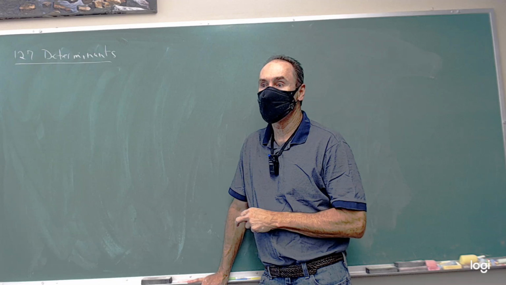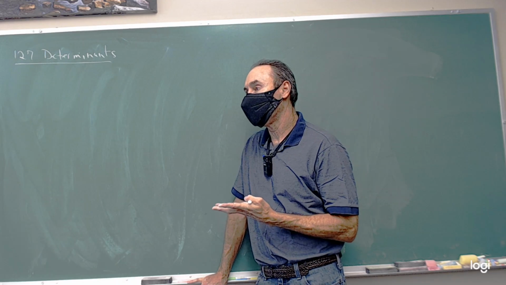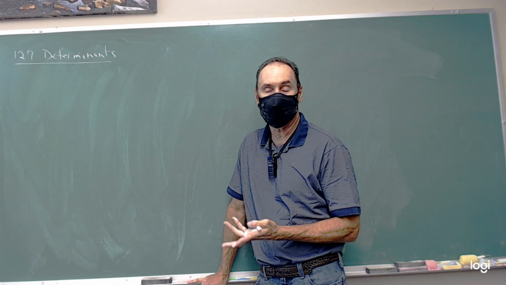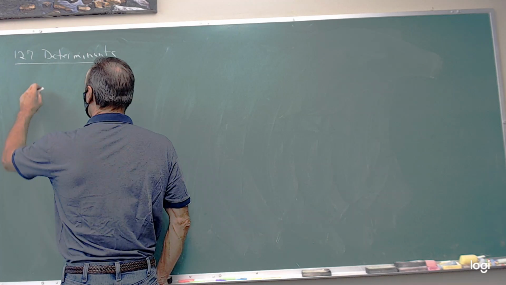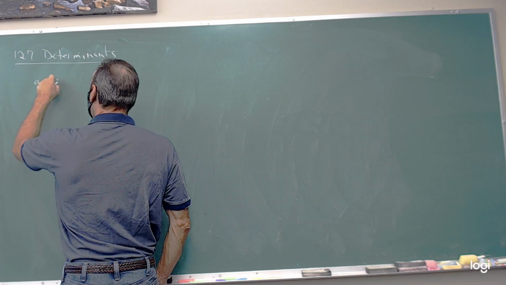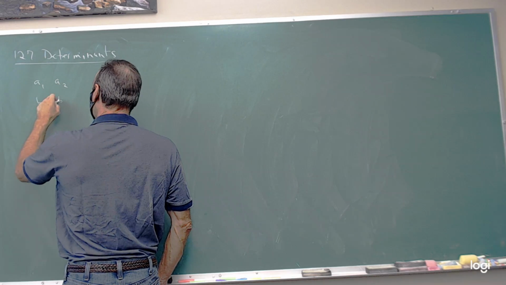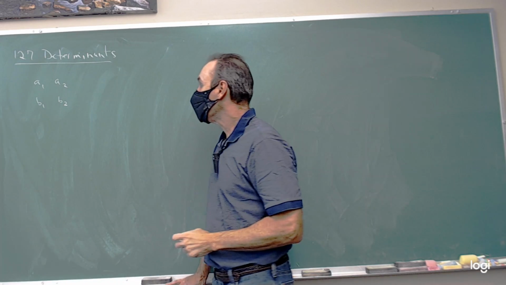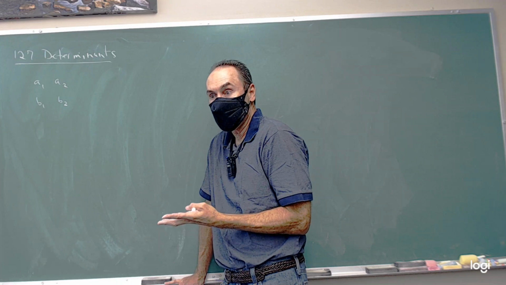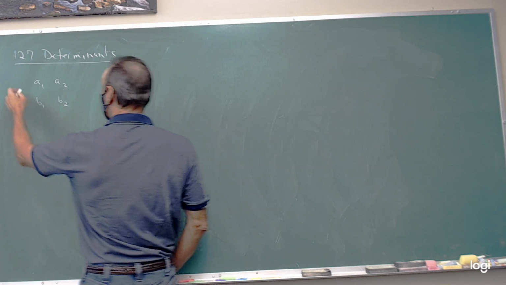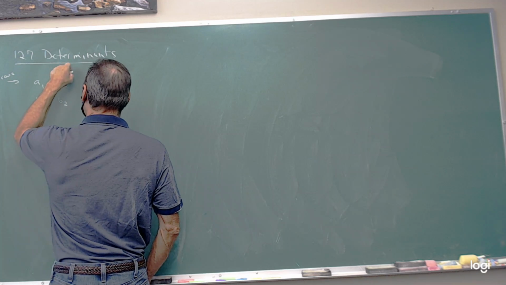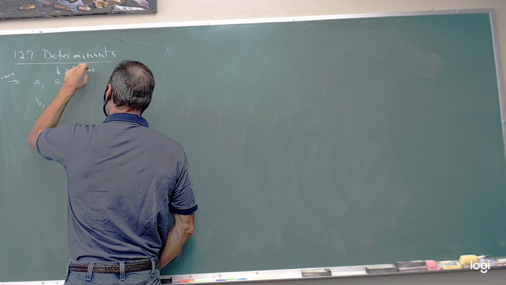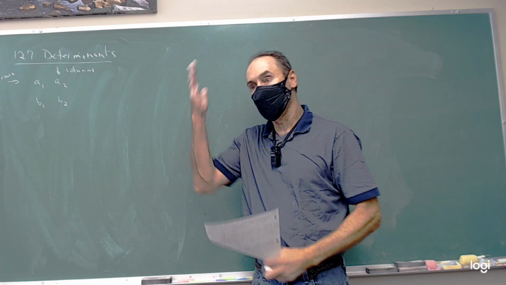So we're going to have to learn some new vocabulary and symbolism here. So I'm going to say we have A1, A2, B1, B2. When we arrange those in an array, we refer to these as rows and these as columns. So rows go horizontally, columns go vertically.